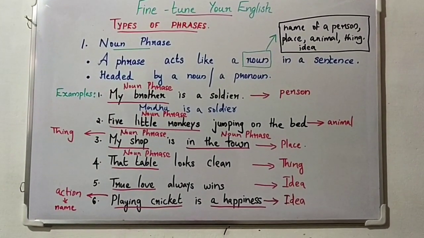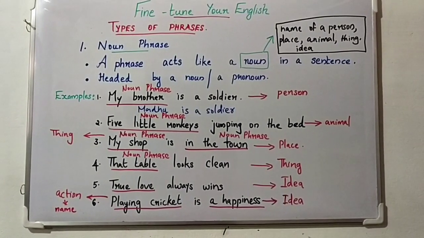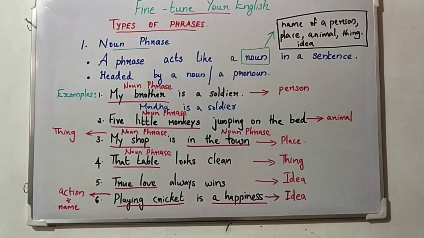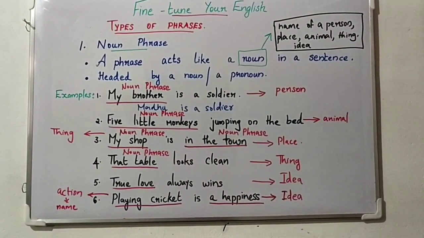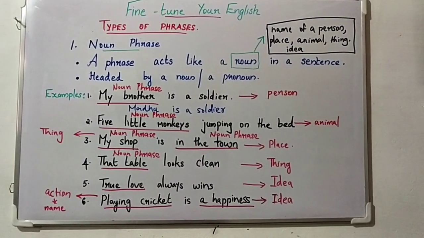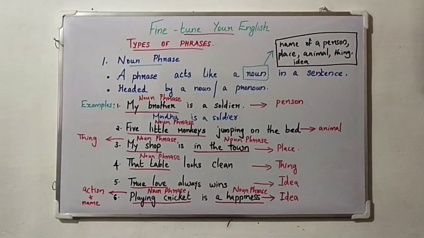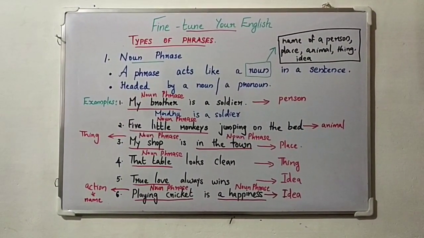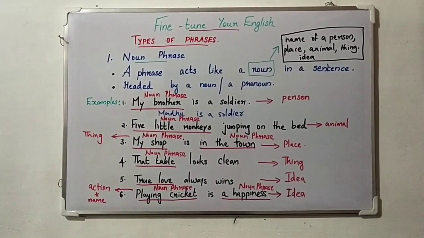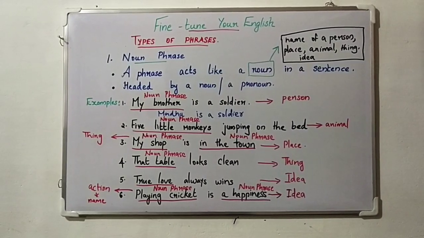Then see the next example, the sixth one. Playing cricket is a happiness. The subject of the sentence is playing cricket and the object is a happiness. So you can see two noun phrases are there. Playing cricket is the subject. It is referring to the name of an action. Then a happiness is the name of an idea. So there are two noun phrases in the sentence.